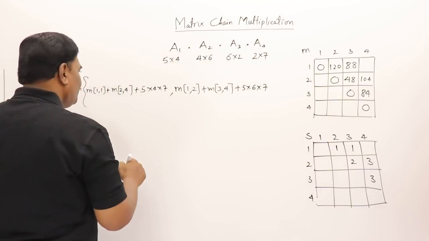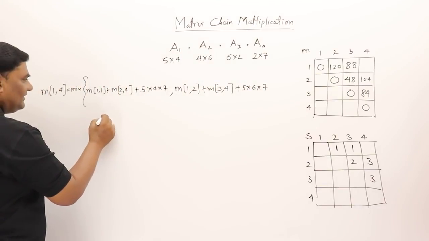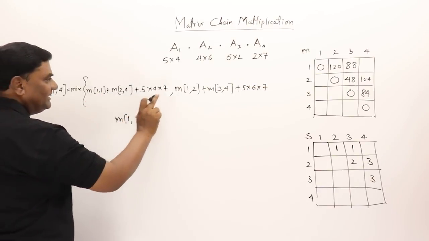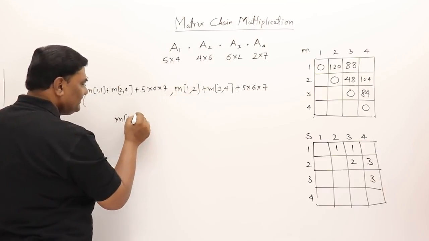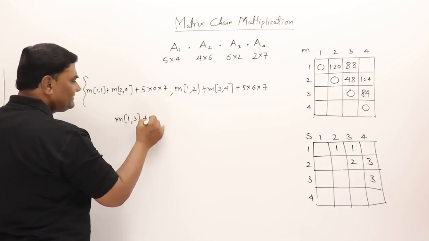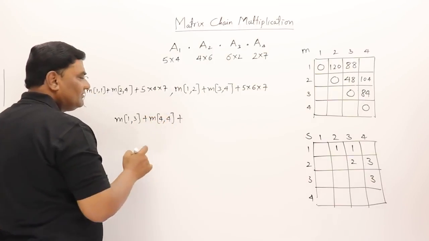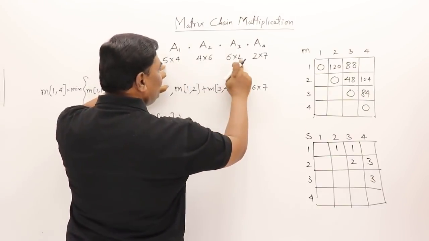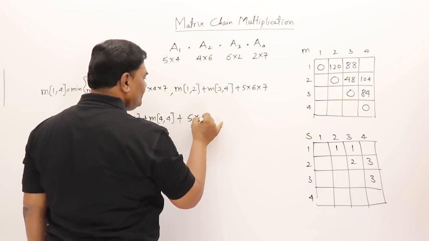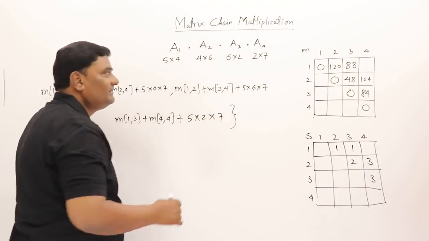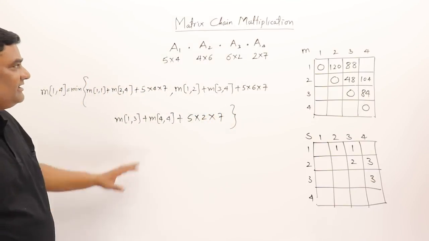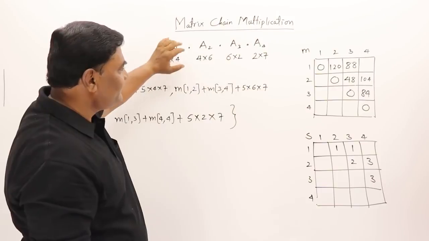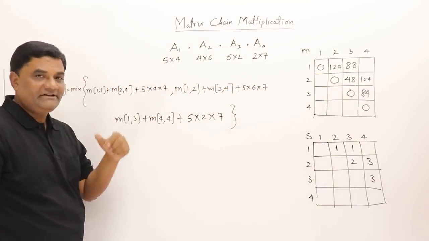Then there are two more possibilities. Here I write m of 1, and next it is 3: m of 1 comma 3 plus m of 4 comma 4. So 1, 2, 3 this side and 4 that side. So this is 5 into 2 into 7. That's it. So what are the possibilities I have? Only 1 this side and 3 that side, or 2 this side and 2 that side, or 3 this side and 1 that side. So all possibilities I have taken here.